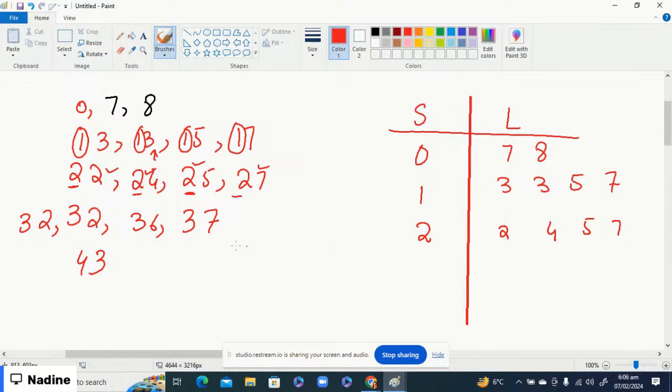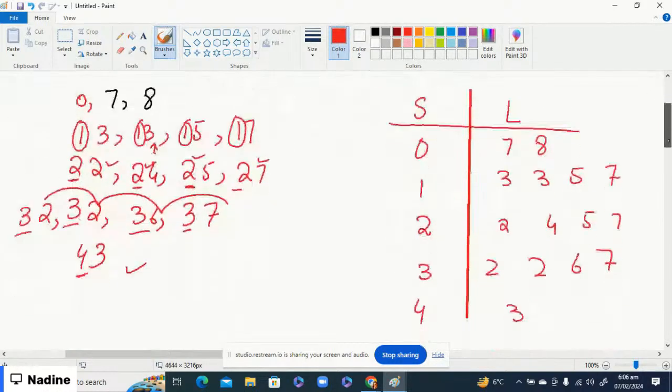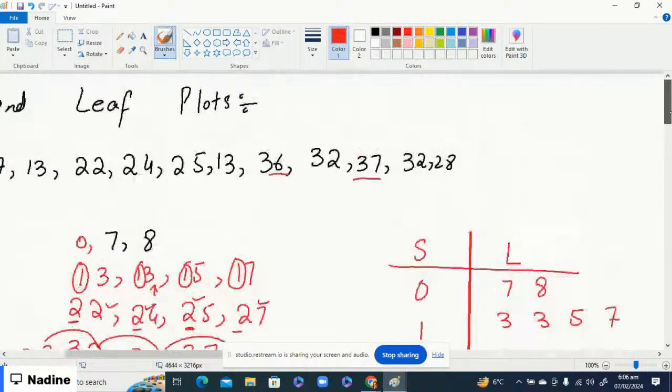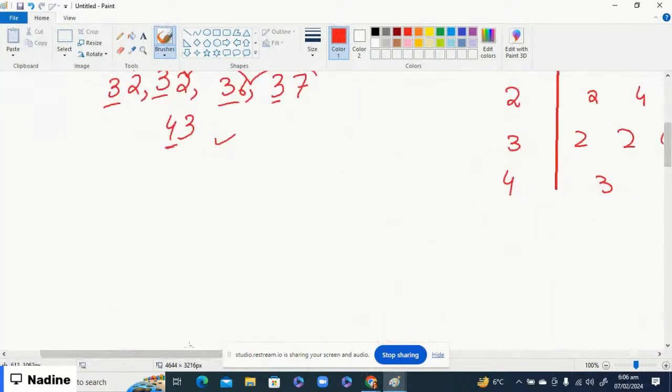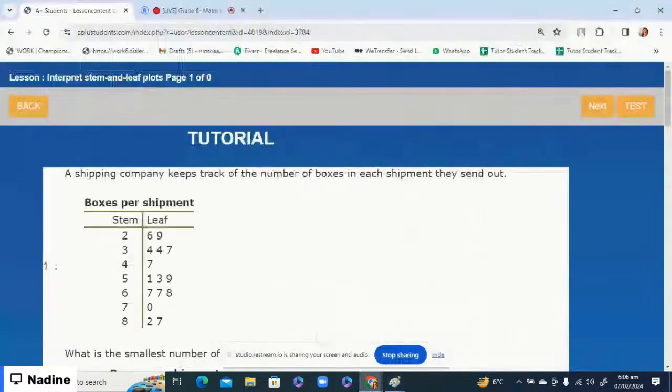Then for the 3, 3 is your stem and these are all your leaves. That is 2, 2, 6 and 7. Now the 4 is in your stem and the second digit 3 is your leaf. So in this way we plot a stem and leaf graph. Okay, this is basically the plotting of stem and leaf. The data is given and here is the stem and leaf. Understand? Now let's do the questions.